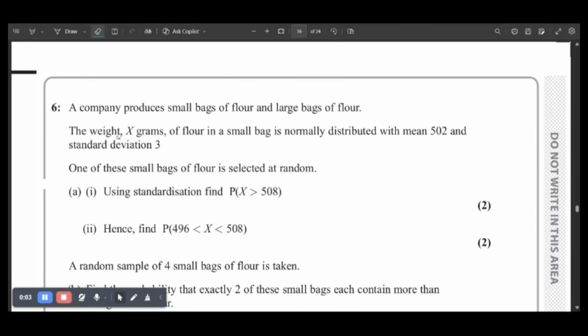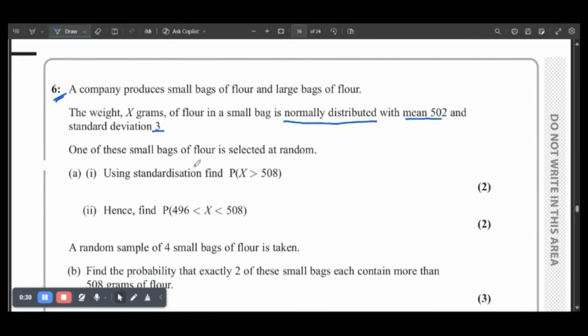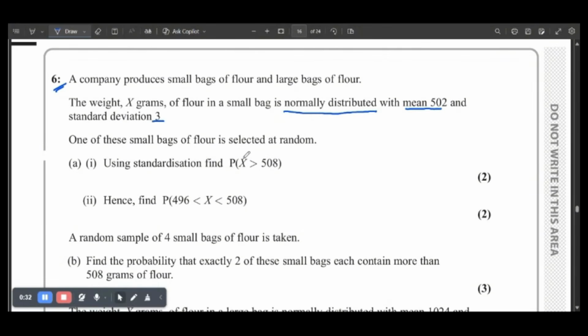So this is question number 6. A company produces small bags of flour and large bags of flour. The weight x grams of flour in a small bag is normally distributed, with a mean of 502 and a standard deviation of 3. One of the small bags of flour is selected at random.